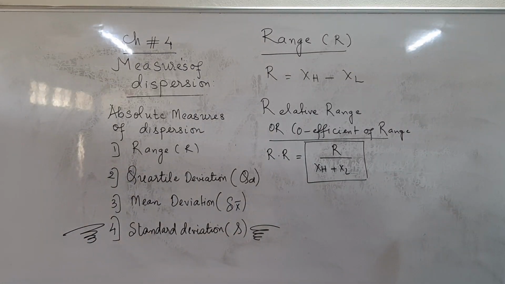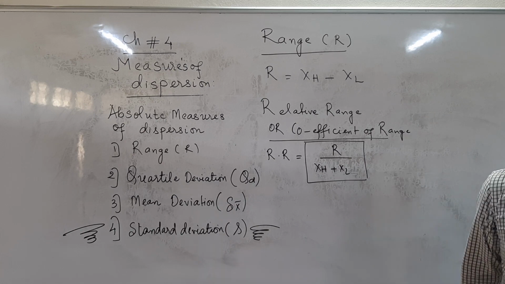So the first measure is range. And mind you, relative range or coefficient of range is a relative measure. We have already written the word relative. So relative measures are independent or free from units of measurement. Whatever units are given for the given observation, relative range or coefficient of range does not have any unit.